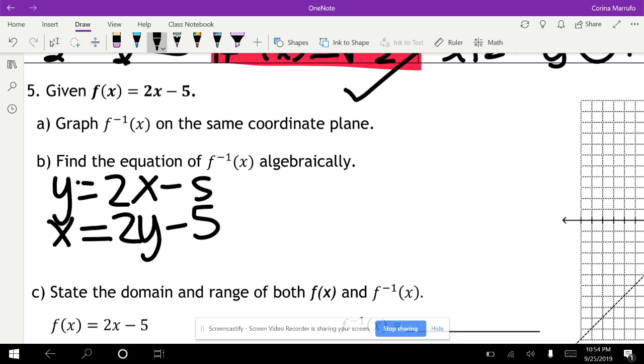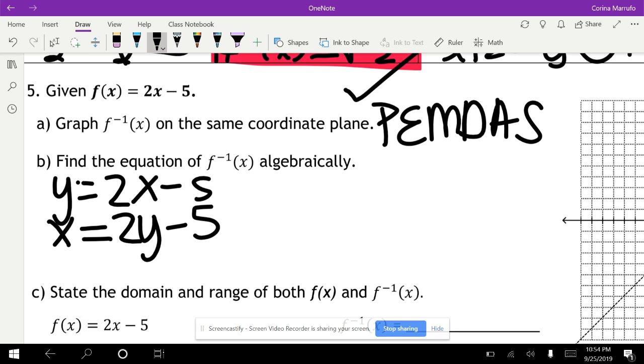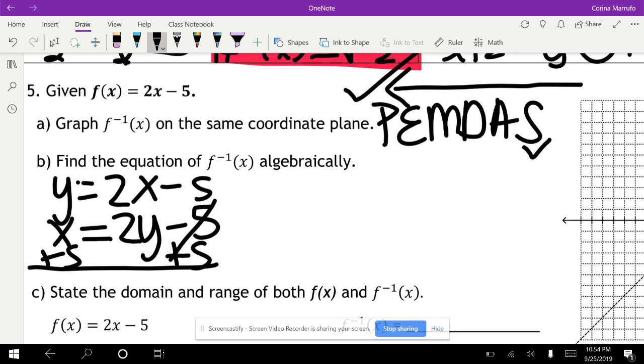Now if you're still confused on which steps to do first, you use please excuse my dear Aunt Sally. But because we're solving equations, we are working backwards. So we go in this order. Instead, we start off with the subtraction. Do I need to get rid of subtraction? Yes, we need to get rid of this minus 5, so we're going to change it to a plus 5. The minus 5 and the plus 5 cancel each other out, and we get x plus 5 equals 2y.